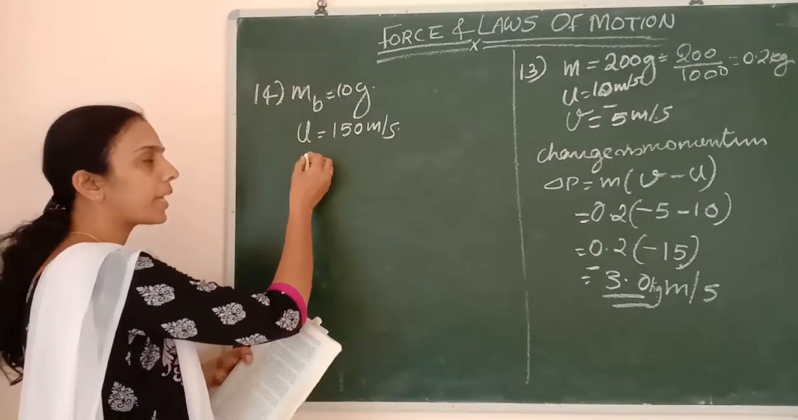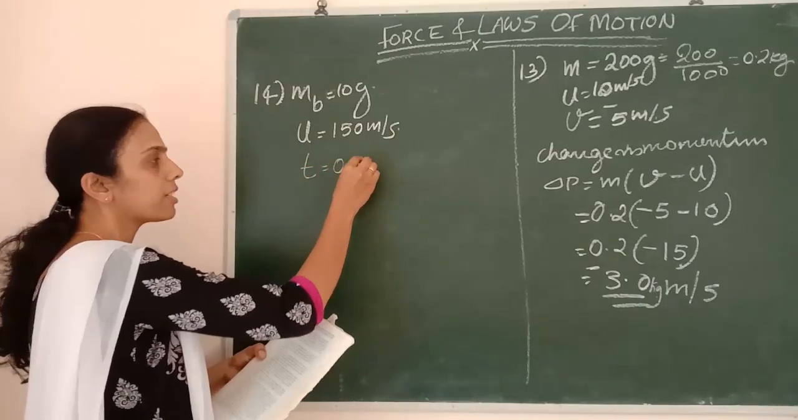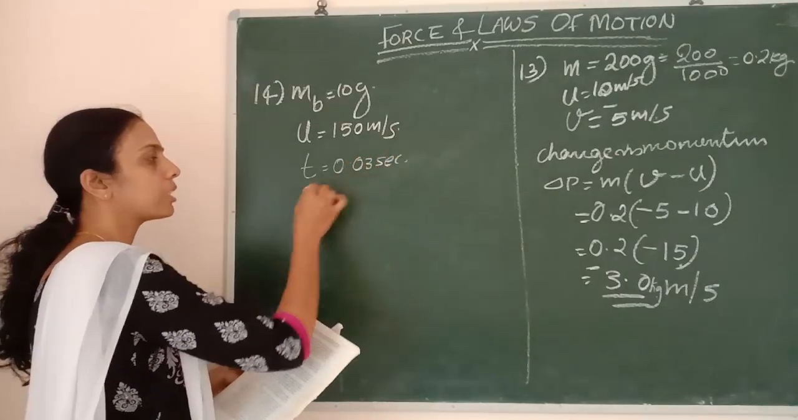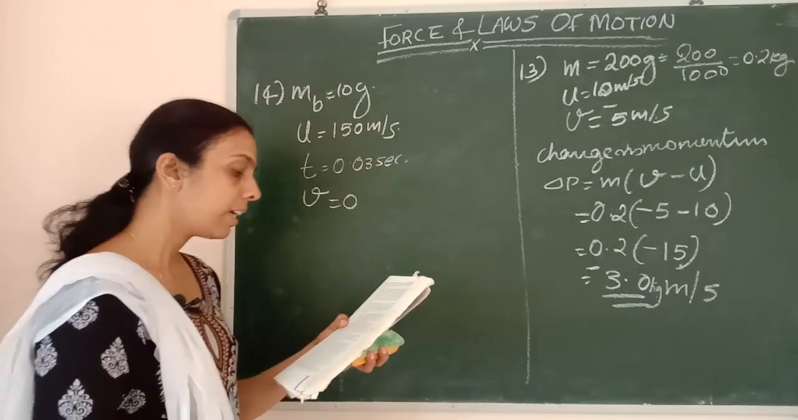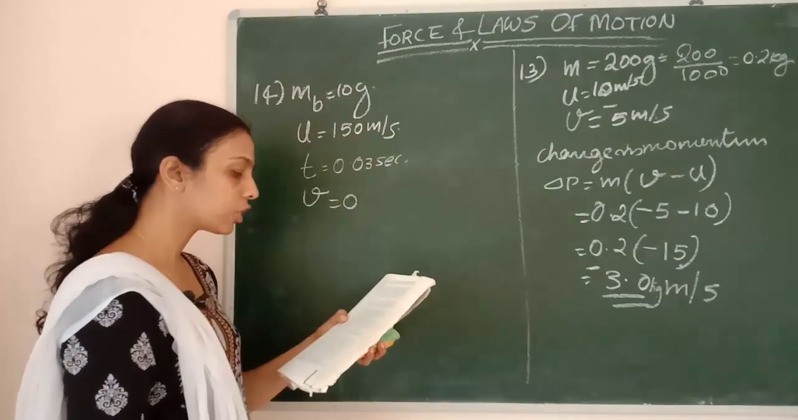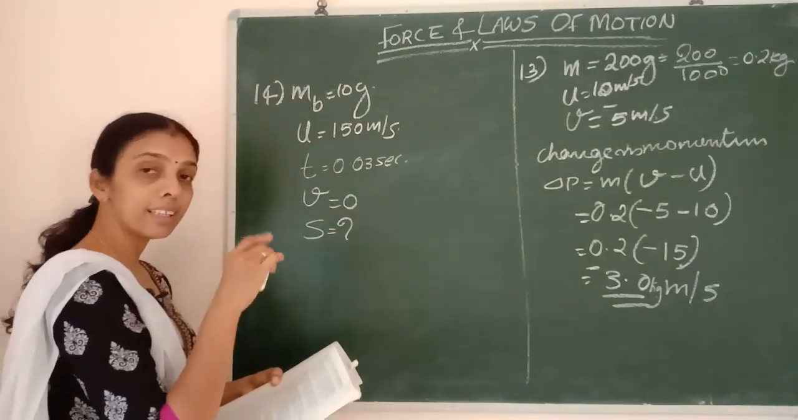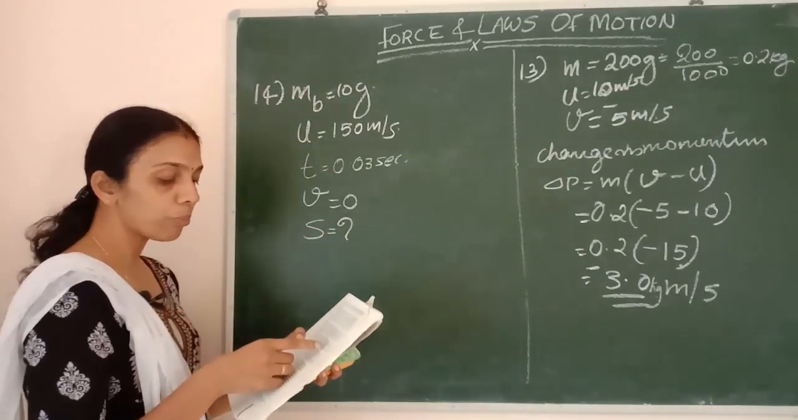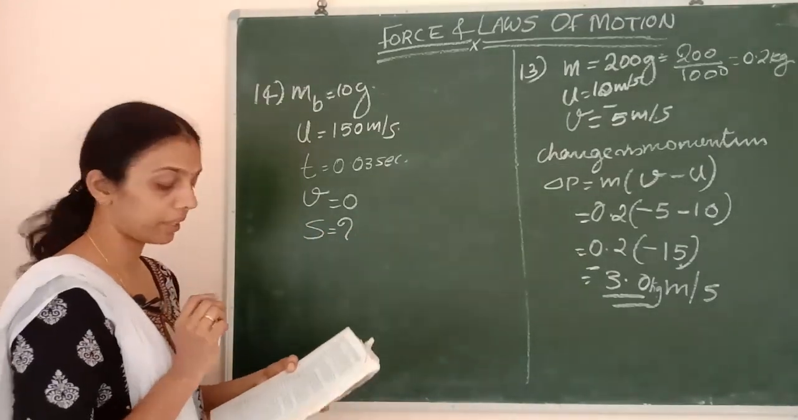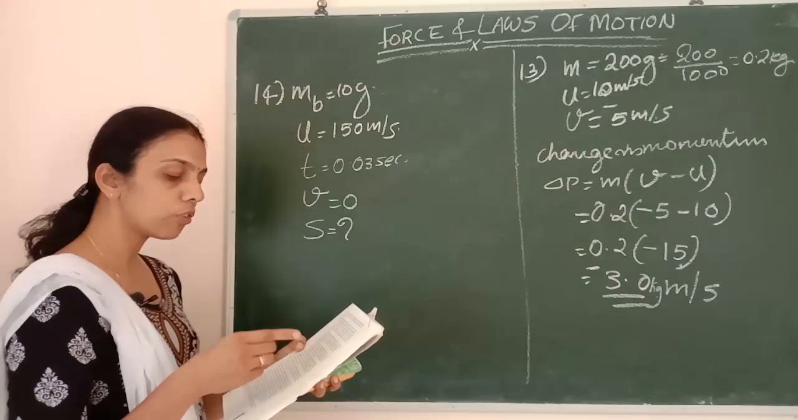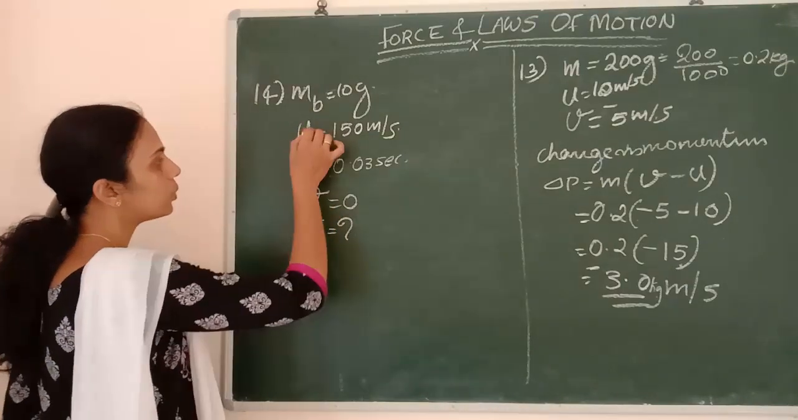So it is coming to rest in 0.03 seconds. So time required is 0.03 seconds and it is coming to rest, so V is equal to 0. Okay, and we need to calculate the distance of penetration of the bullet into the block, that is the distance travelled inside. So that only we need to calculate, and also calculate the magnitude of force exerted by the wooden block on the bullet. Okay, so we have V, U, T and all.